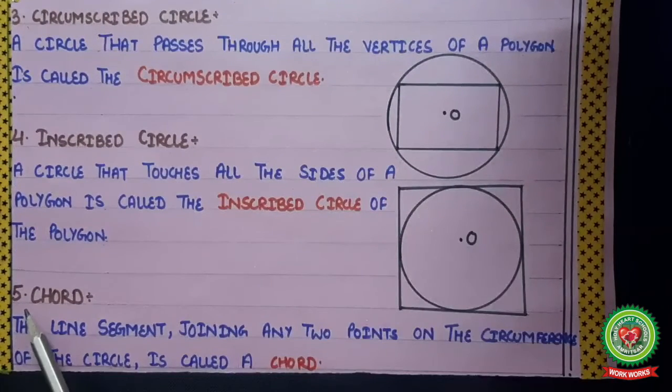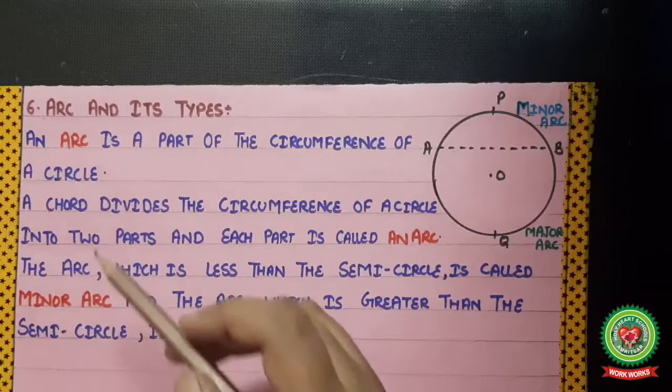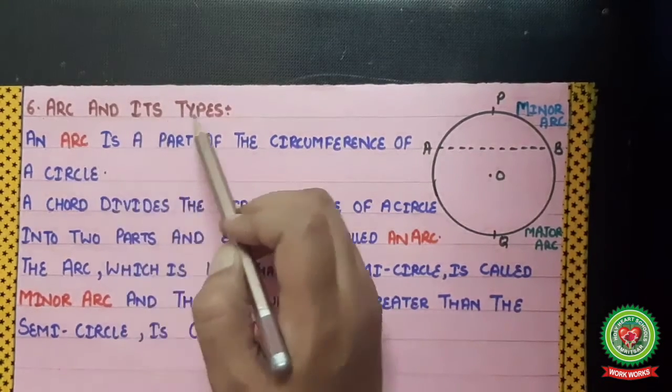Students, the next term related to the circle is chord. What is a chord? The line segment joining any 2 points on the circumference of the circle is called a chord. It means the line segment which will touch the circle at 2 points, these 2 points, this line will be known as the chord. It is pronounced as chord. C-H-O-R-D is chord.